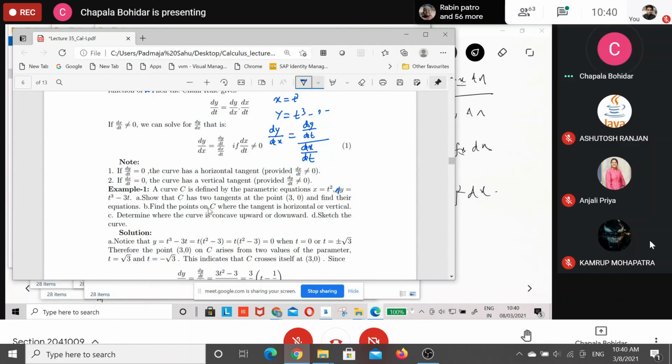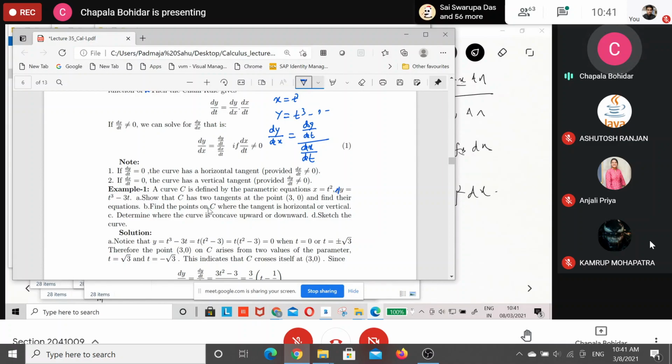So here you see, at the point (3, 0), the value of x = t² is given as 3, and the value of y = t³ − 3t is given as 0 at this point on the curve. By substituting, what is the value of t? We get y = t³ − 3t = 0, so t = 0 or t = ±√3.